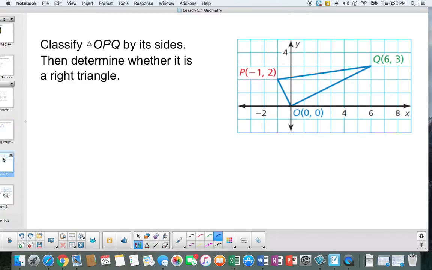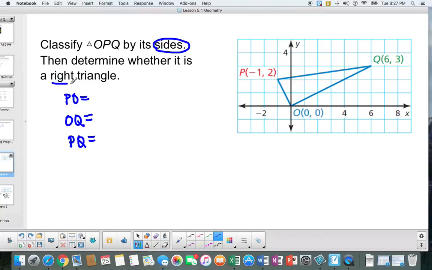All right, let's classify this triangle by its sides, then determine whether it is a right triangle. To do this, we need to find distance PO, and you can use the distance formula for that, distance OQ, and distance PQ. Now that'll help you figure out how to name it by its sides.